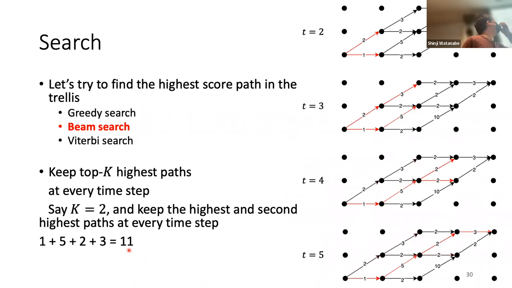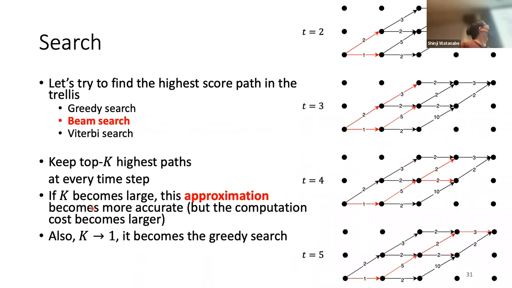In general, theoretically, if k equals 1, beam search goes to the greedy search. And if k is larger, it becomes more accurate. But since this is also an approximation, of course, if we have very good computation power, we can make k very large. But actually, this is difficult. So we fix some k to be like 2 or 5 or something like that. In the previous case, k equals 2, right? So this is an approximation. But if we have a larger k, this approximation becomes more accurate. So this is beam search.